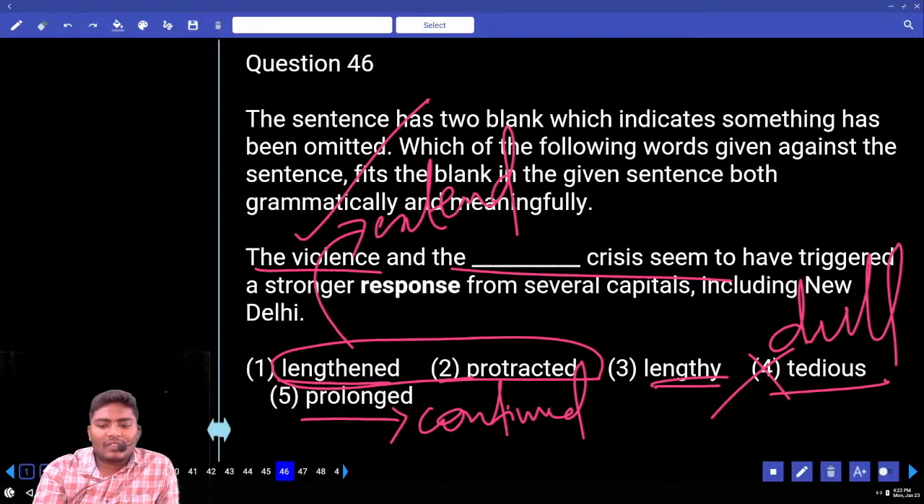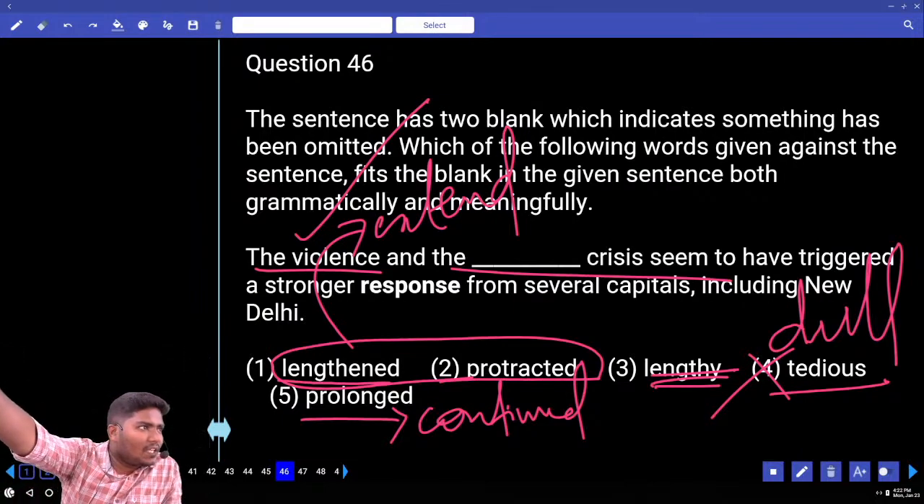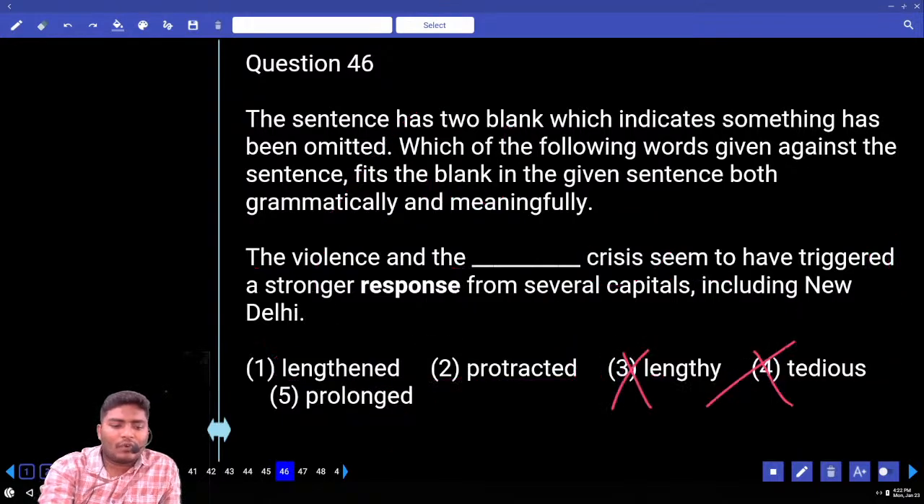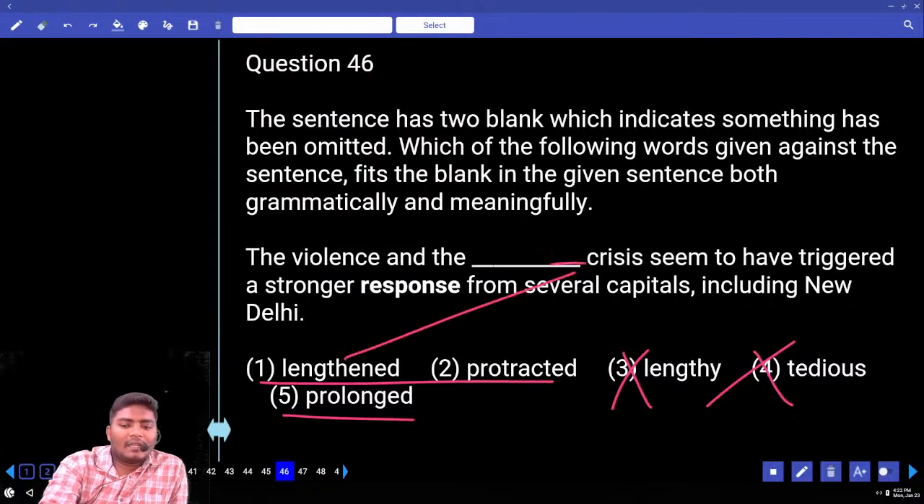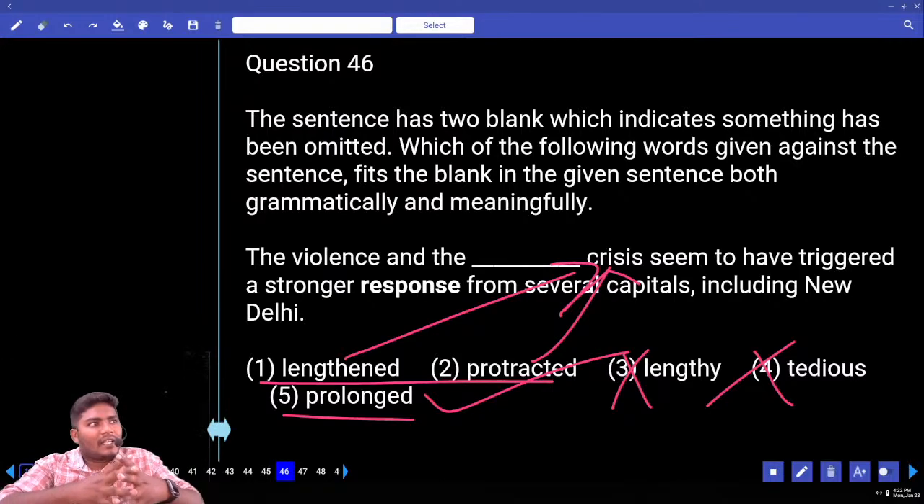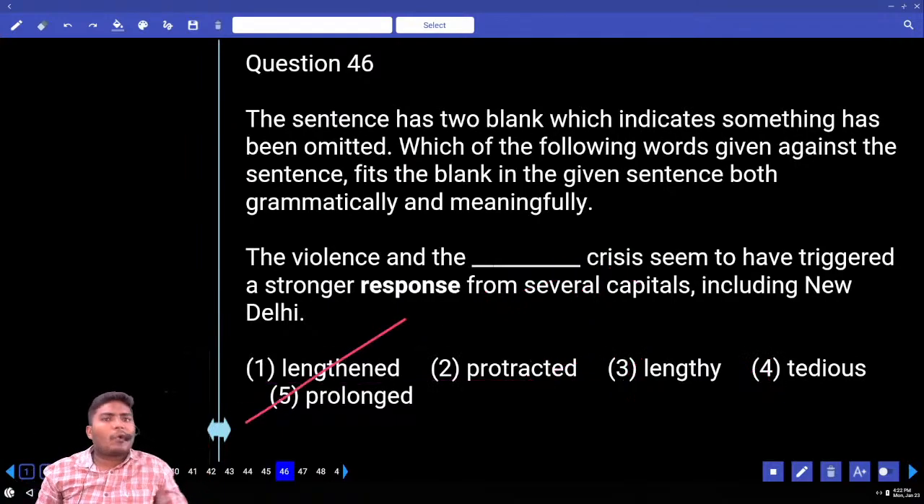Now, the violence and the lengthened and protracted crisis. The violence and the lengthy crisis. Remember, lengthy is only used for physical terms. That means, for example, a lengthy field or lengthy classrooms. It is not for non-living cases like crisis, which is unseen. Eliminate 3, eliminate 4. Your answer must be 1, 2 or 5. Now tell me your answer. Lengthened protracted crisis or prolonged crisis? Any crisis that is for a very long period of time comes with the meaning of prolonged.